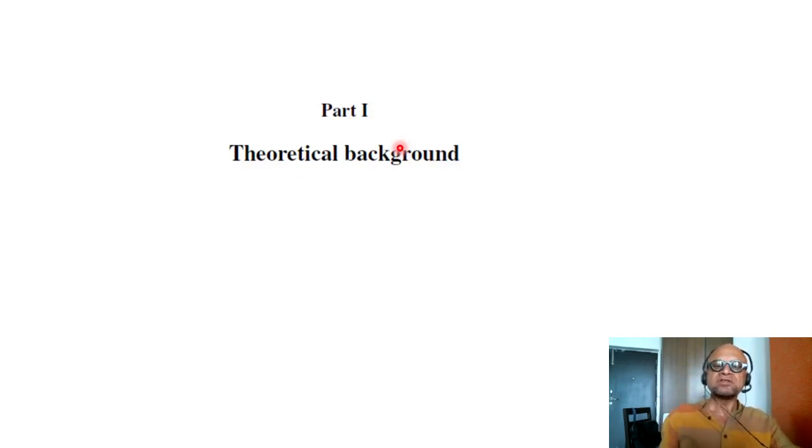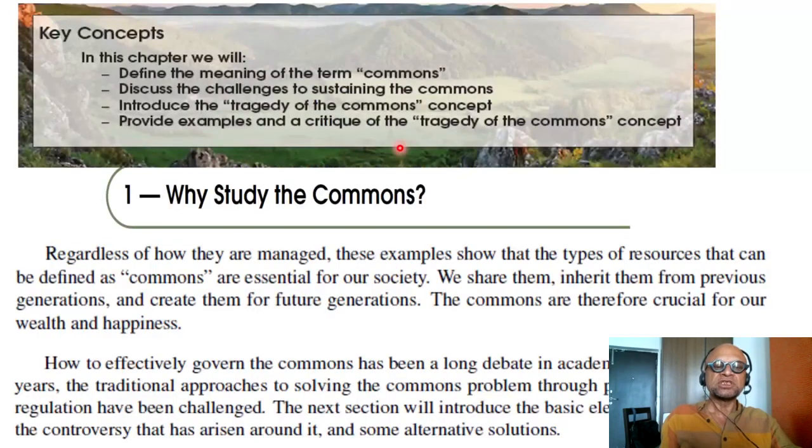Okay, so the first part is on the theoretical background, and the first chapter is on why study the commons under this theoretical background section. I already have the pointer up. So the key concepts we will learn here, I'm going to be very brief because the book itself is only about 175 or so pages, and we'll come to social dilemma and other concepts of analyzing and evaluating the institutions, which may take longer, but the first few chapters, theoretical backgrounds, are fairly short in terms of the definitions we have to put down.